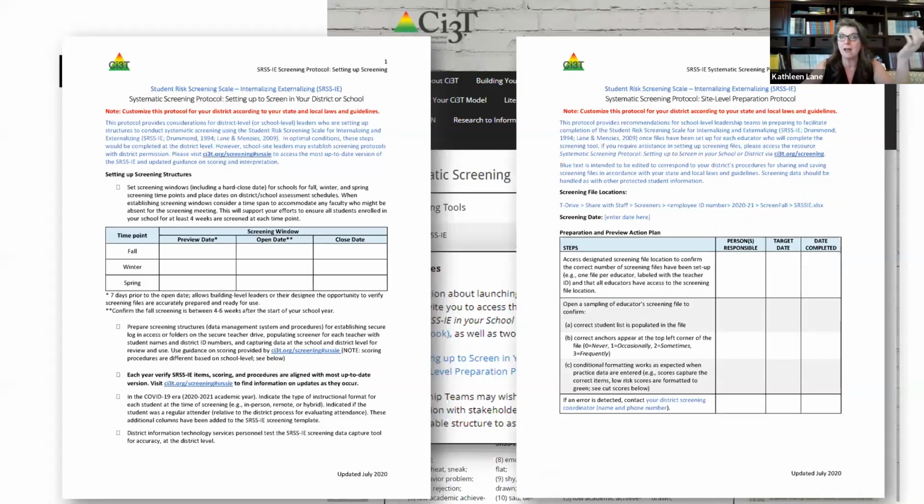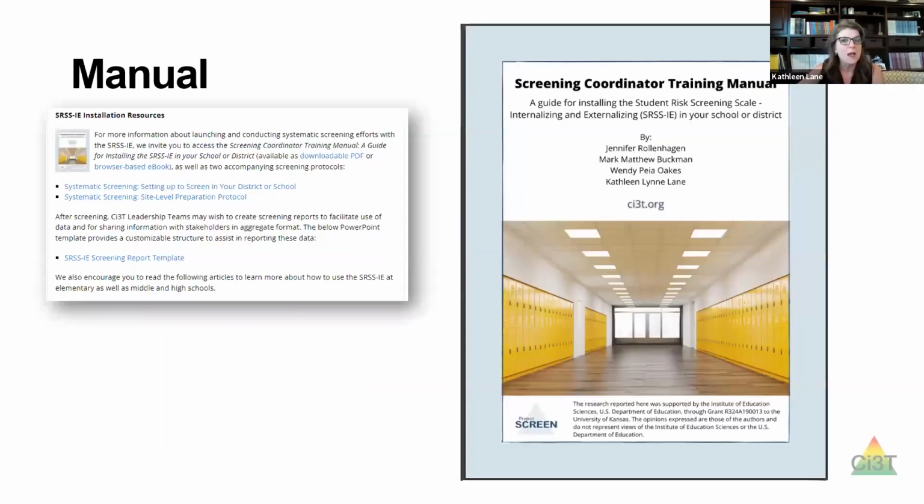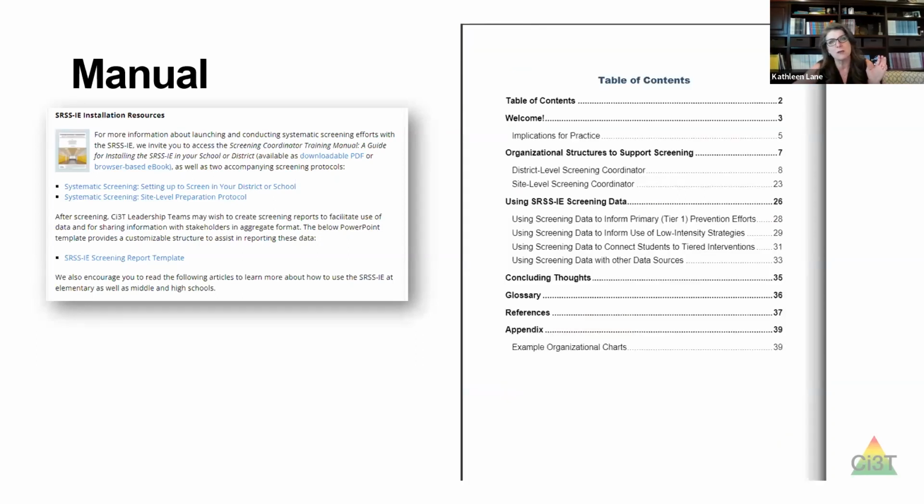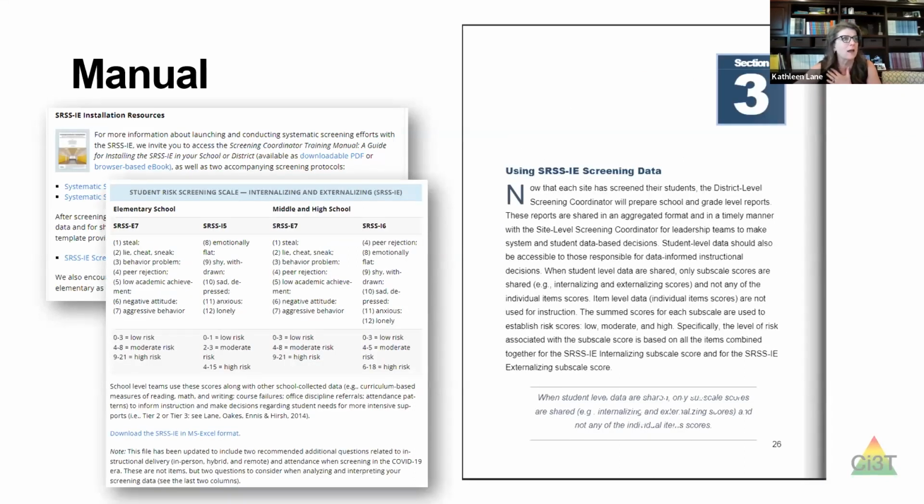And then we also want a day of screening protocol, so that when a teacher logs in, they should only have access to the students in their classroom. They should rate. And then they don't have access, ideally, to those item level data later. They need the subscale scores to use for decision-making. Jennifer Rowland Hagen, Mark Buckman, and Wendy Oakes did a really nice job of using this. And thanks to the generosity of Steve Goodman, a lot of the resources from Michigan were also shared. So this would be a good place to go check out some of those things about, now that I've made that decision, how do I get it in place? How do I use the data?